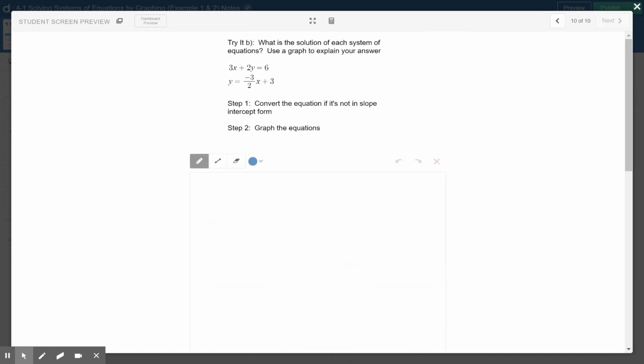And then the last problem, you're going to have to do the same math. So we're going to have to change the first equation, and sometimes you change the first, sometimes you change the second, sometimes you have to change both of them.